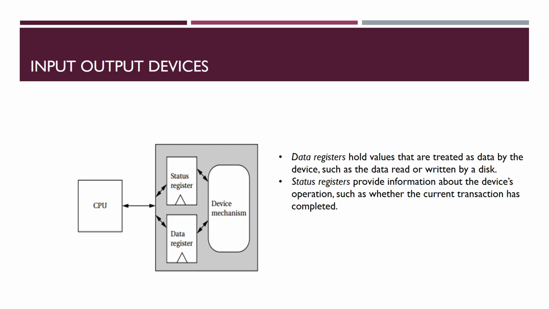So this diagram represents how the CPU is communicating with other registers. The CPU is talking with the other devices by reading and writing through the registers. Here the data register holds the value which is considered to be data. Then the status register provides the information about device operations, such as whether the current transaction has been completed or not. Some registers may be read-only, such as the status register that indicates when the device is done, while others may be readable or writable.